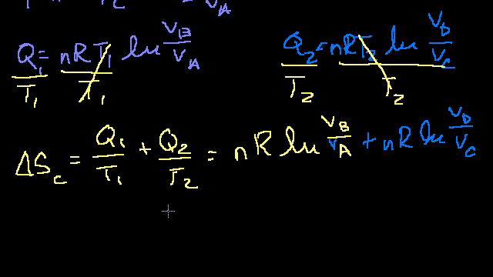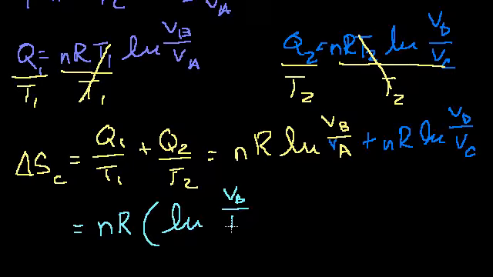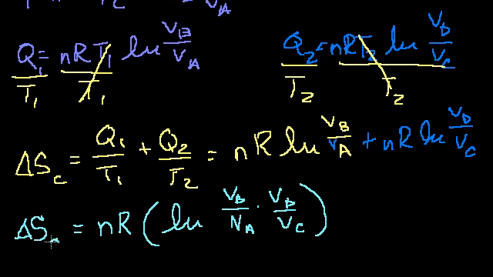All right, now let's see what we can do. This is equal to, almost there, home stretch, nR, we can factor out an nR. And then the natural log of a plus the natural log of b is just the same thing as the natural log of ab. So this is equal to nR times the natural log of vb over va times vd over vc. All right. Now, this is our change in our s state variable that we're playing with right now.